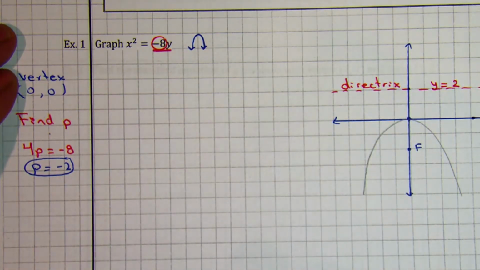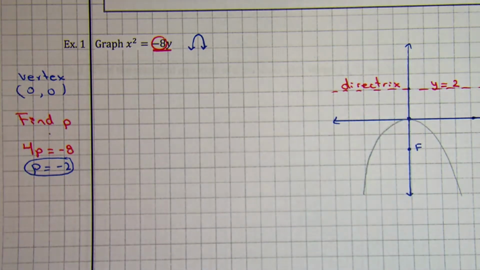The last thing that we need to do is find additional points on the parabola, and we're going to make a table of values.